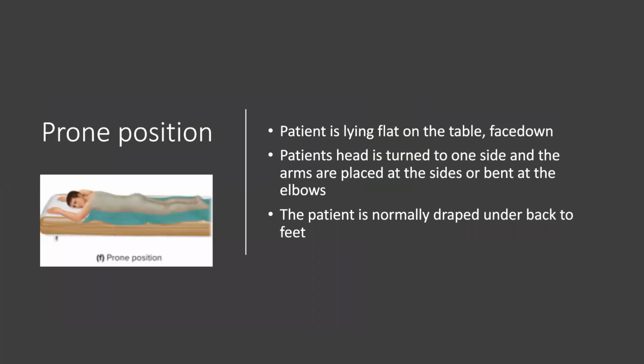Prone position. In the prone position, the patient is lying flat on the table face down. The patient's head is turned to one side and the arms are placed at the sides or bent at the elbows. And the patient is normally draped from back to feet.